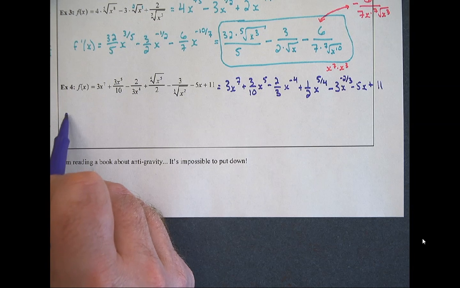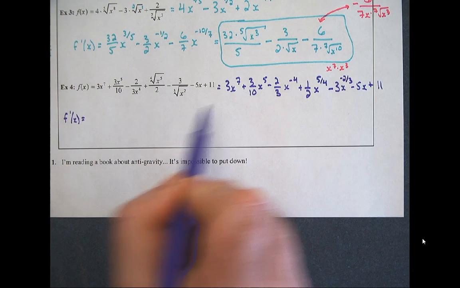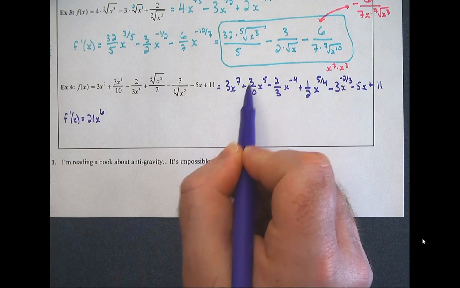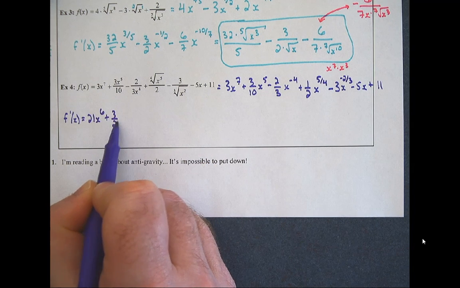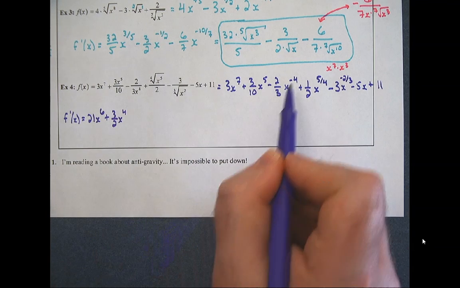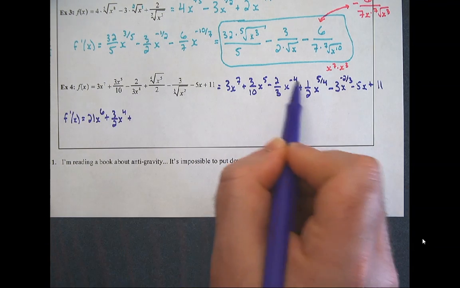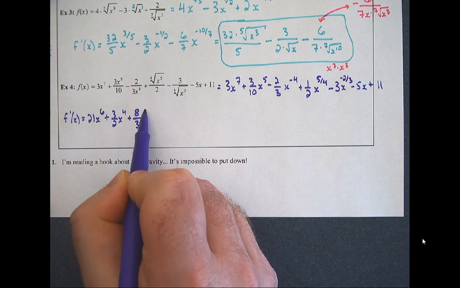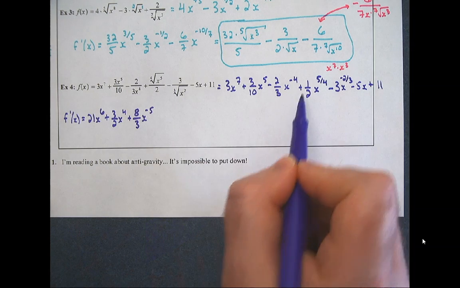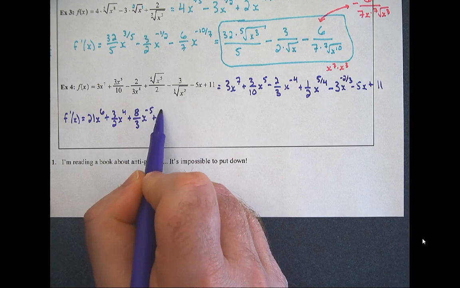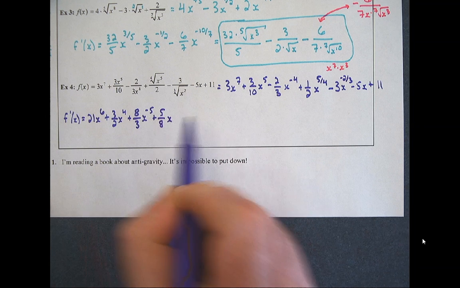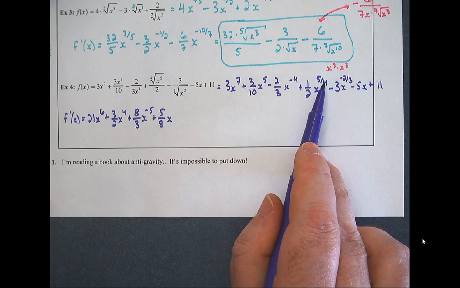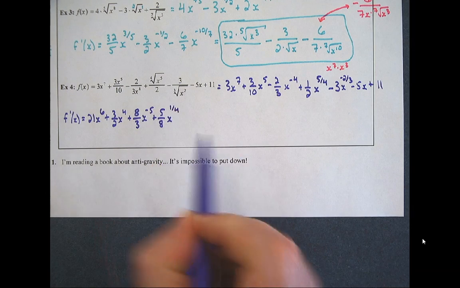Now let's do the derivative shortcut. F prime of x would be equal to 21x to the 6th. 5 would cancel, so that's 3/2 x to the 4th. That would become a positive 8/3. Subtract 1 would become -5. Plus 5/8 x to the, okay, 5/4, take away 1. That would be 5/4 minus 4/4. That would be 1/4. You can't do that in your head.